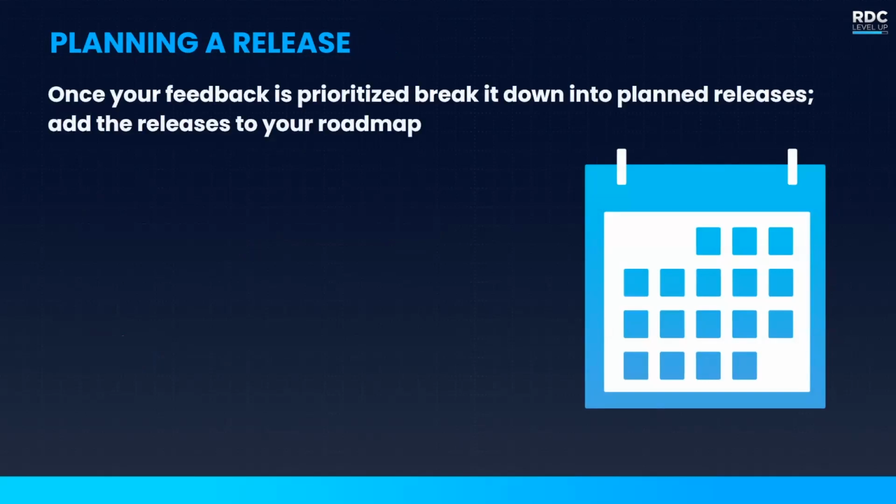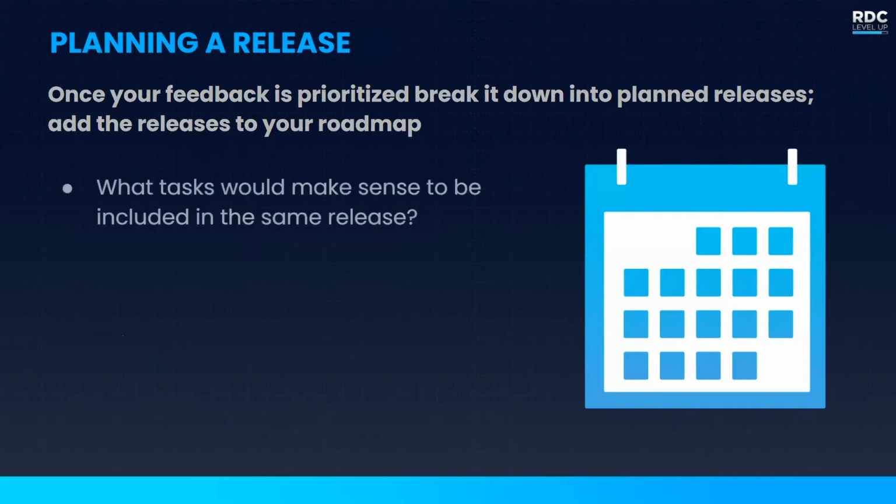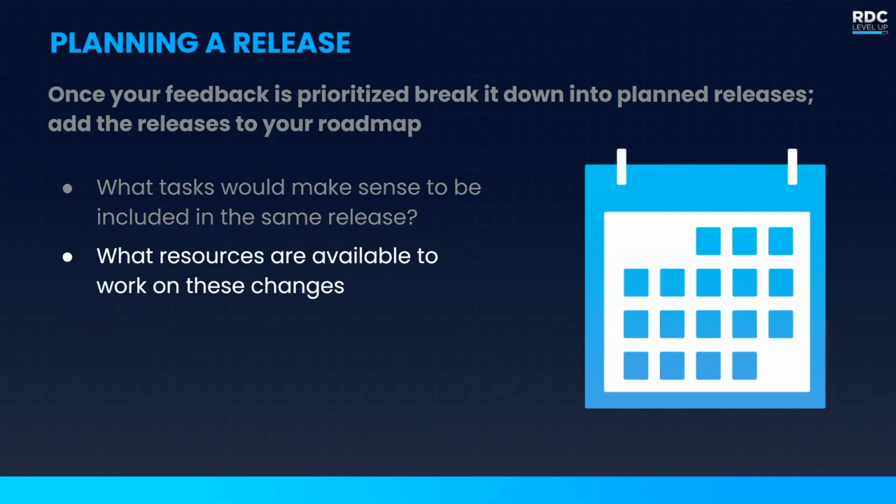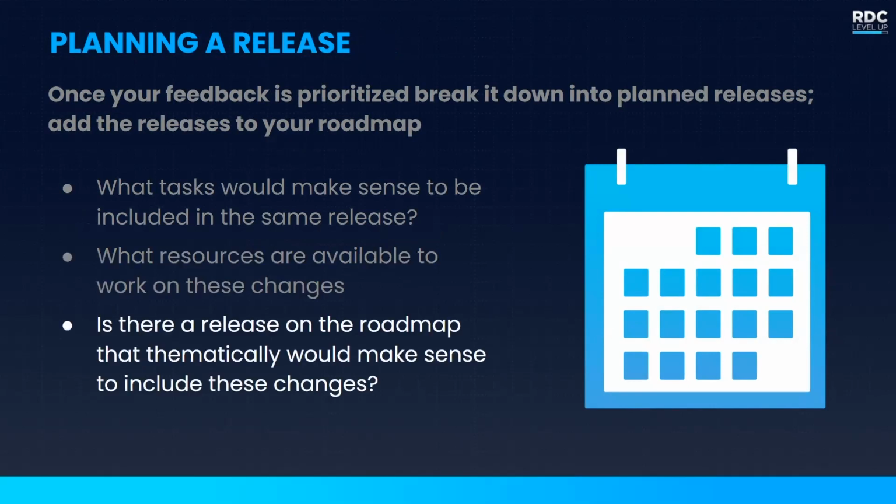Planning your release. So once your feedback is prioritized, you can break it down into planned releases and add it to your release roadmap. What are the tasks that would make sense to be included in the same release? What resources are available to work on these changes? And finally, is there a release on the roadmap that thematically would make sense to include these changes?